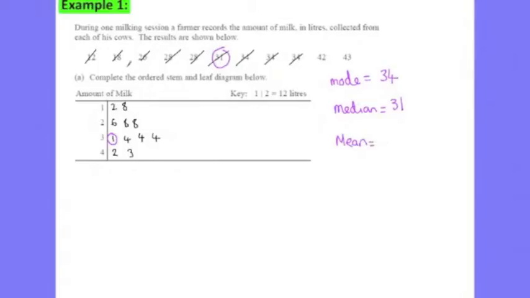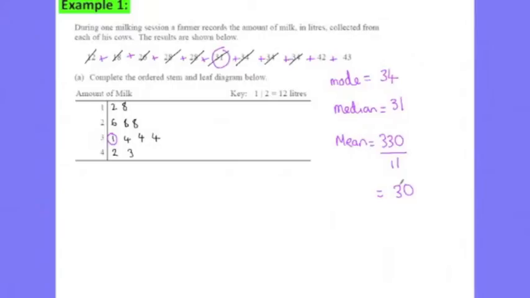The mean, the third type of average. The mean is found by adding up all of these values and dividing by how many there are. In this case, 11. Adding up all of these numbers gives us a total of 330. Divide by how many numbers? 11. Gives us the mean of 30.